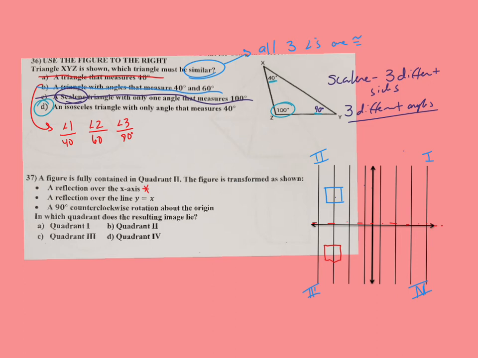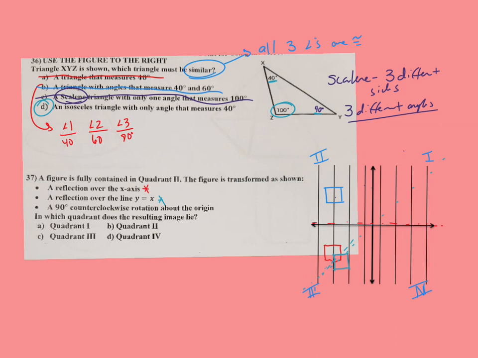The next thing is a reflection over this line right here. Like I said, I always imagine it's wet paint. So y equals x is that line. If I folded that, I think the figure is going to be right here. All right, still in quadrant 2.